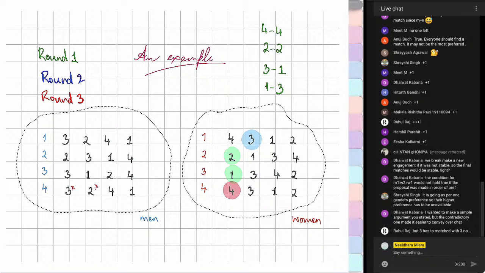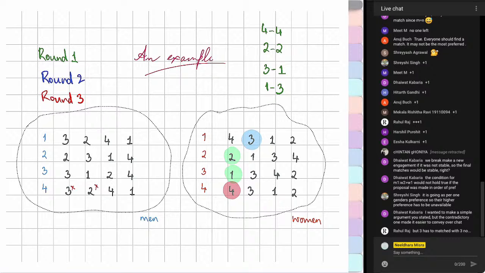Rahul is saying 3 has to be matched with 3. Yeah, let's see. The thing is, 3 would love to be matched with 3. The man 3 would love to be matched with the woman 3. But as far as the woman 3 is concerned, she gets a proposal from 1 as well. Right? So she prefers 1. She likes 1 better than 3. So here the woman has the upper hand in terms of choosing the best proposal. That is why she gets matched to 1.